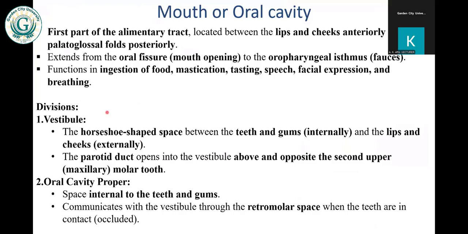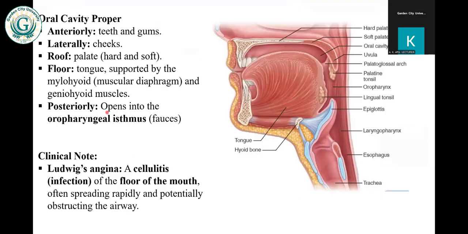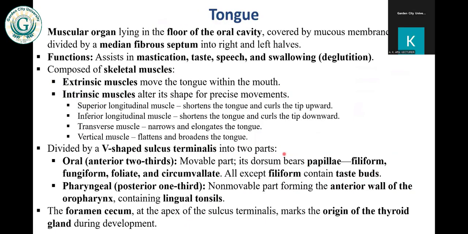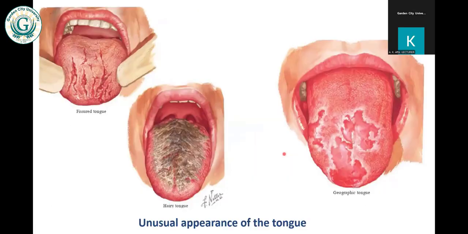We started with the oral cavity, where we looked at the two regions of the oral cavity, the vestibule and the oral cavity proper. We looked at the boundaries of the oral cavity. We said that posteriorly it opens into the oropharynx through the fauces, and at the fauces we can see the palatine tonsil. The palate separates the oral cavity from the nasal cavity. We talked about the function of the uvula, the function of the lingual frenulum. We looked at the tongue, the intrinsic and extrinsic muscles of the tongue.